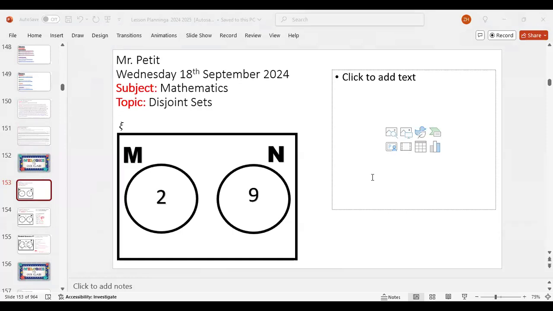They're singleton sets. How do we know it's a singleton set? They each have one element in it. No, they're singleton because they only have one element inside of them. Right, one element. That's why it's called singleton. Set M only has a 2 in it, and set N only has a 9 in it.